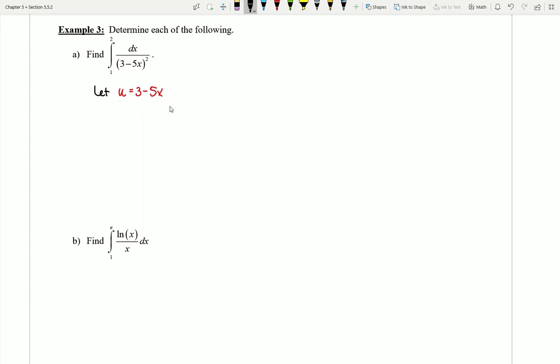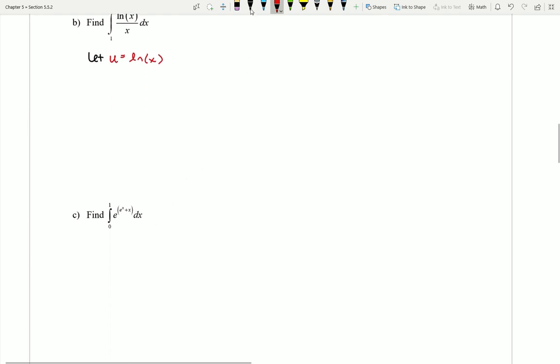And if you did, you can take a look at the full solution online to see if you got the right answer. Now in part B, I would actually let U be equal to the natural log of x. Notice that the derivative of this will be 1 over x, which you already have inside of the integral.